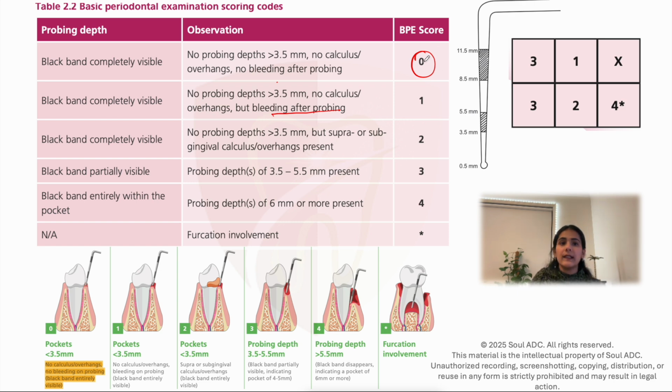So 0 means no issue at all. Patient is doing everything right. No bleeding on probing, no calculus, no overhangs, and the probing depth is less than this marking. Okay. I hope it's clear.